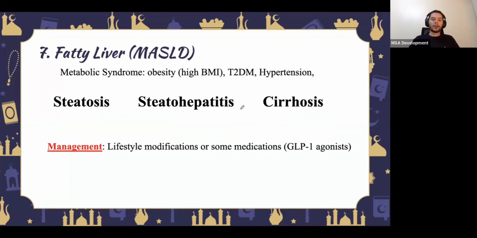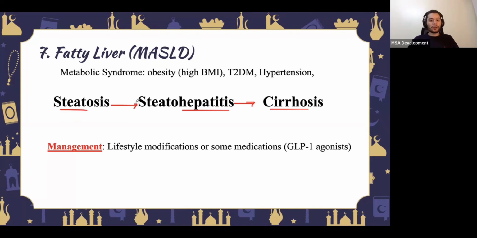Fatty liver is very similar to alcoholic liver disease. They both have a similar pathogenesis, but a different cause. For alcoholic liver disease, it was because of alcohol. For fatty liver, it's because of a metabolic syndrome, either obesity, type 2 diabetes, hypertension. Any of those syndromes would lead to steatosis, which is fat accumulation. Then, because of the steatosis, it could develop into hepatitis. And then on chronic, it would be cirrhosis.